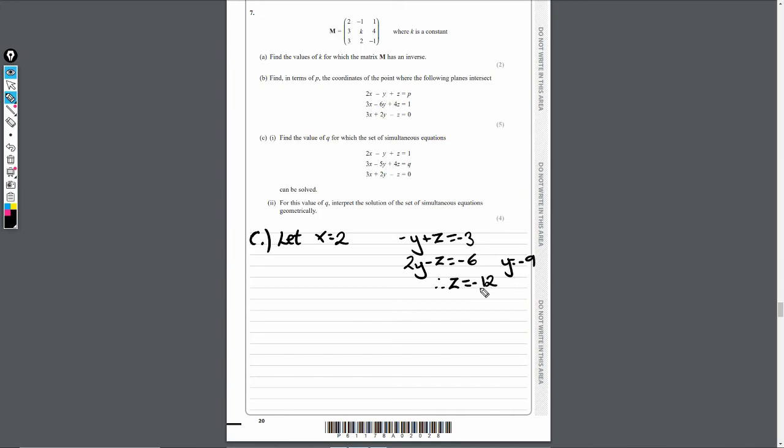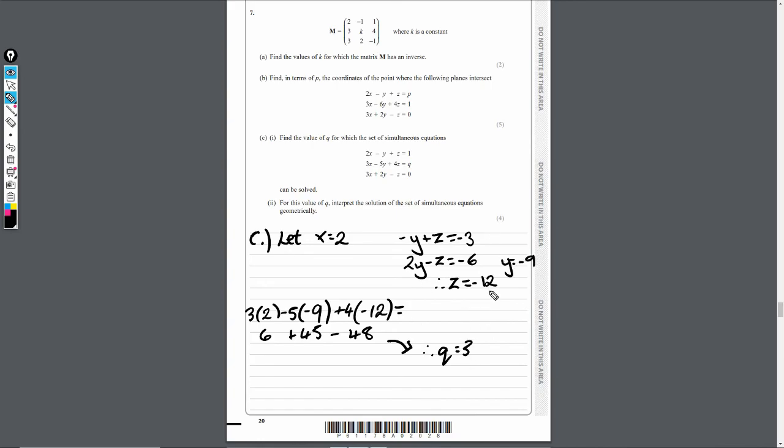All we've got to do now is sub it back into our middle one. And we're going to get the value of q. So if I do that over here, 3 lots of 2, because x is 2, minus 5 lots of minus 9. Just subbing in my y and my z now. So my y is minus 9, and then plus 4 lots of minus 12. What's this equal to? Well, that's going to be 6, plus 45, and minus 48. Simplifying all that, what we get is that q is equal to 3.